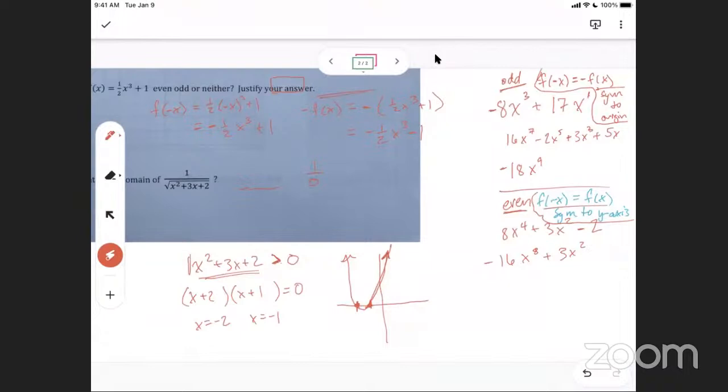Okay. So can you see that picture, and do you see where it's greater than 0? Where would that be greater than 0? Can you see that it's greater than 0 to the left of -2 and to the right of -1? Yeah. Can you see that? That's where it's greater than 0.